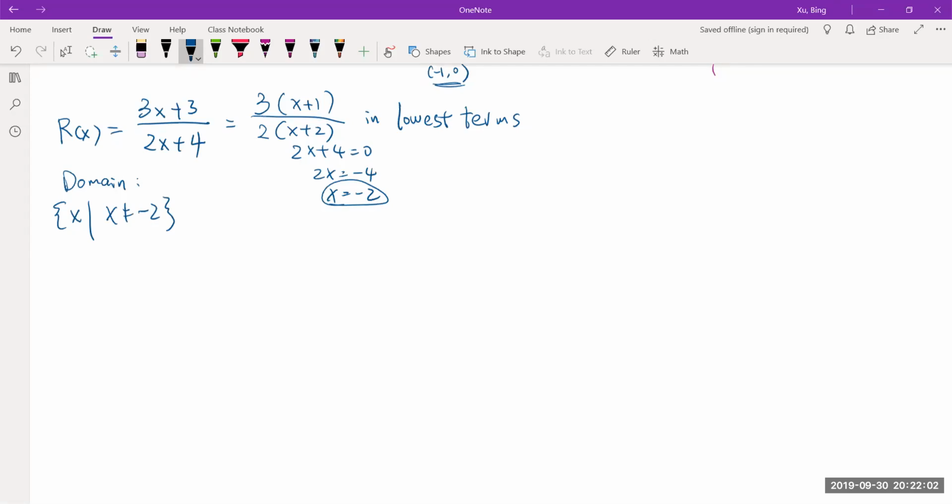Now let's look at the x-intercept. So for the x-intercept, you need to make y equal to 0, but for a rational function, the whole y is equal to 0 if and only if the numerator or the top of the fraction is equal to 0, right? So we only look at the top. Well, when will the top be equal to 0? When x equals negative 1, right? So the multiplicity of this x-intercept, let me put multiplicity here. Multiplicity is what?